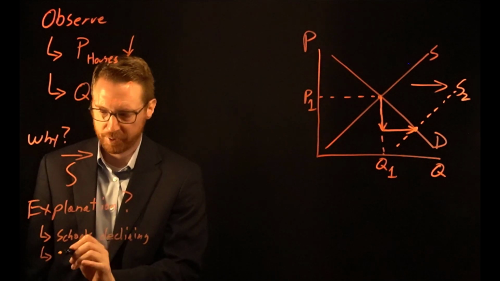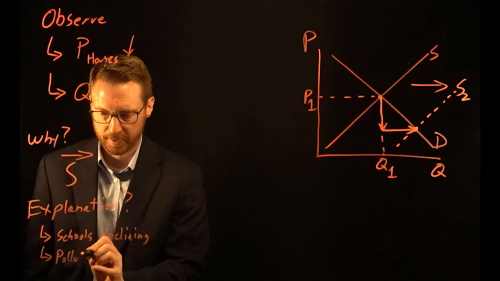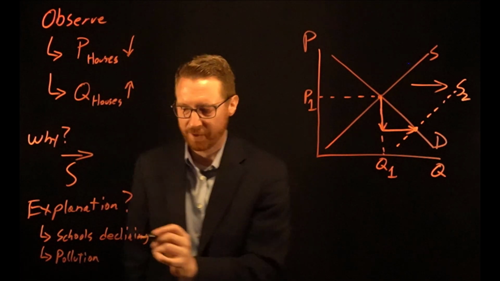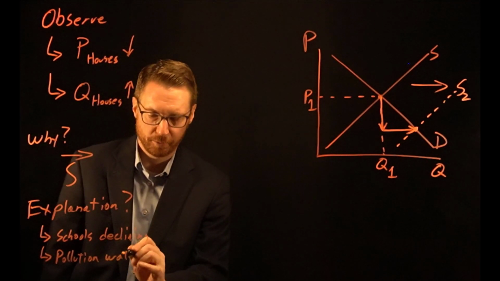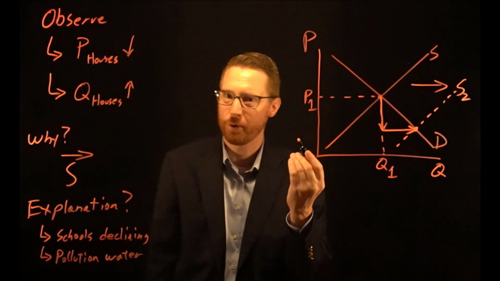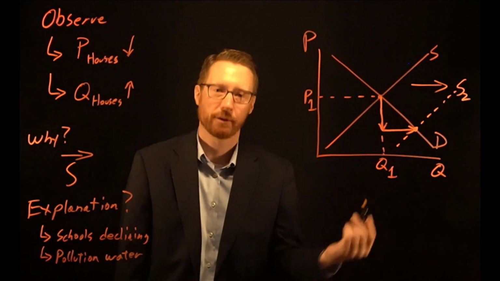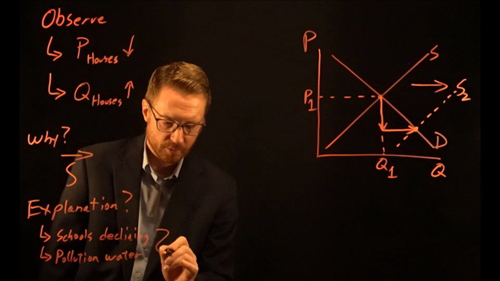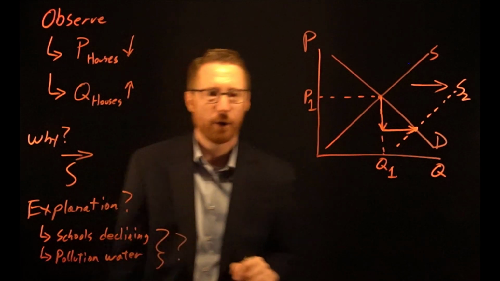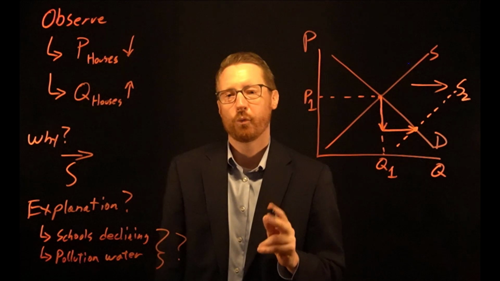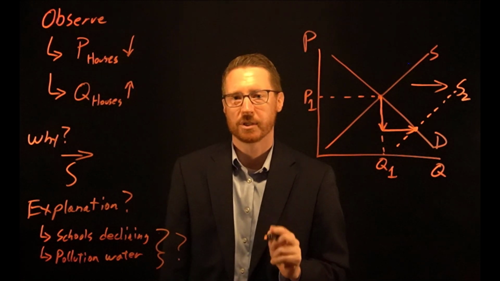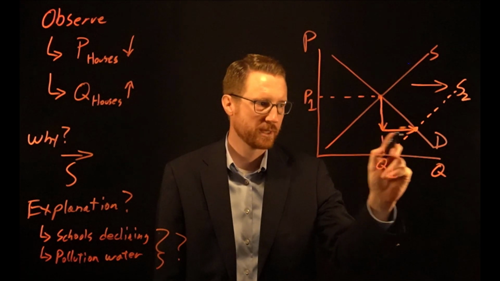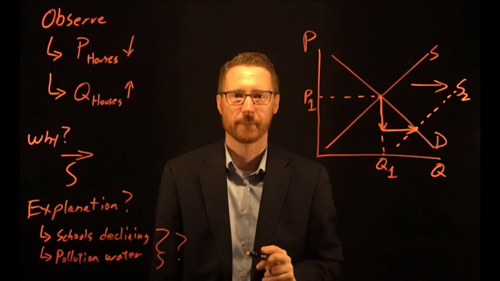It could be pollution in the water. Maybe there's some story about a chemical being found in the drinking water. So the people who live in that neighborhood who now know about this are selling their homes and moving out. What is going on? We don't actually know, but at least now you know where to start asking questions. Why are people dumping their homes, driving down price, and increasing quantity?